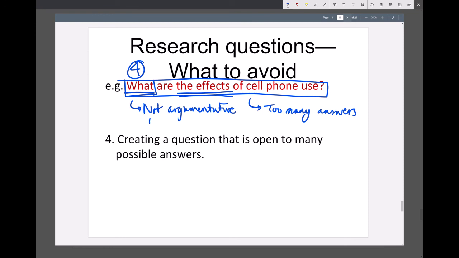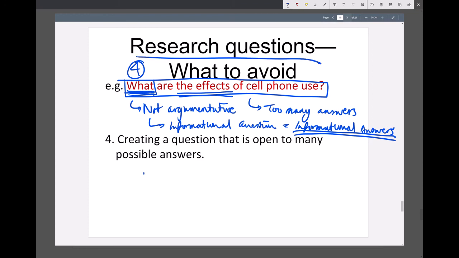It's an informational question, and informational questions often lead to multiple answers. So think of it as studying for tests, where you have to memorize things and learn all these different words and answers. That's the type of question you do not want to end up asking as a research question.